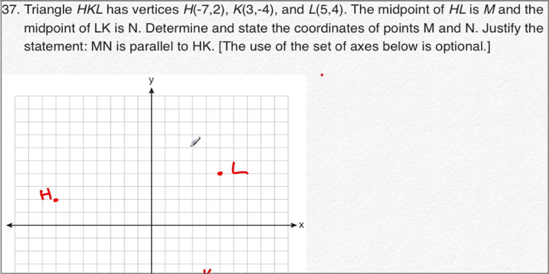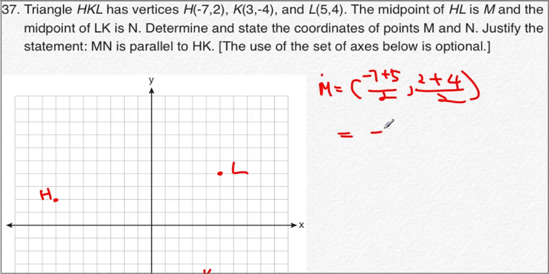M is midpoint of HL. M then can be found by using the midpoint formula. HL, then we get negative 7 plus 5 over 2, 2 plus 4 over 2. Then you get negative 1, 3 becomes our answer. Let's see. Negative 1, 3. Yes, it does seem to be the midpoint of HL.